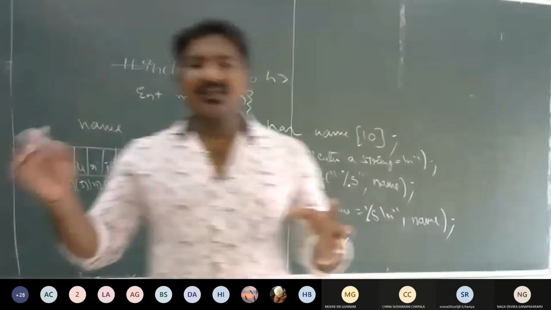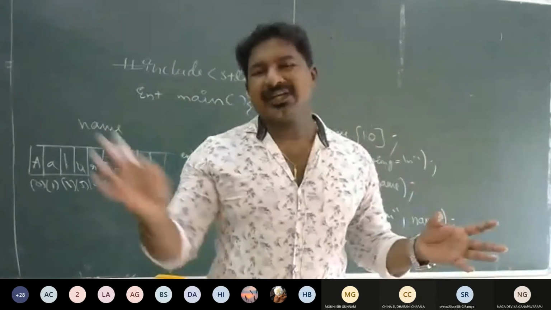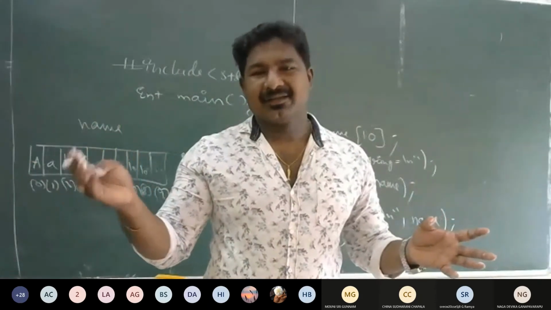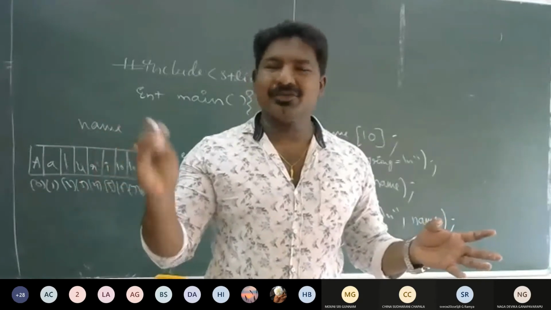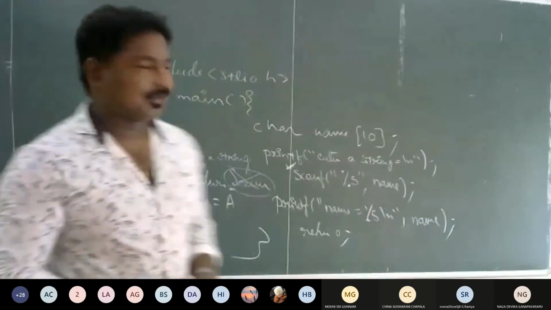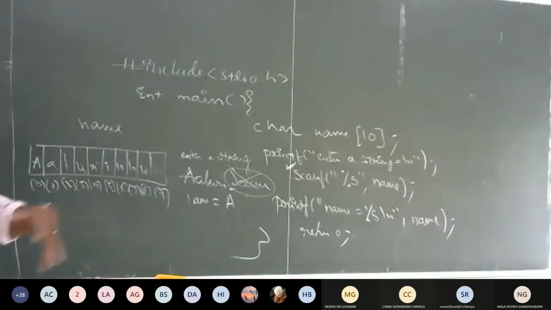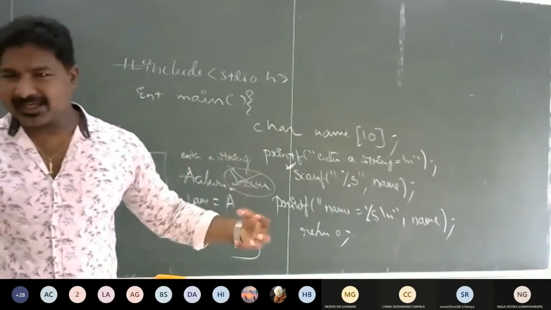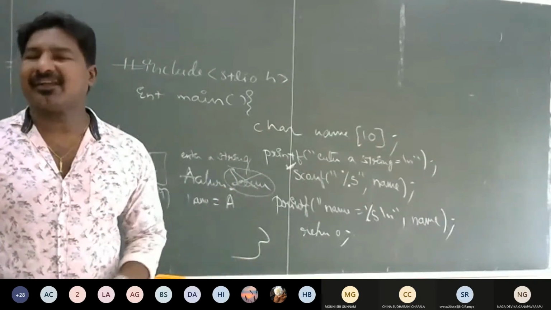So if I am giving a sentence or a string with many spaces, it reads only the first word. When there is a space or a new line, it cannot read, right? So that is the problem. But this is not what we expected, right? We have to write a program that will accept my entire name and print it on the screen. Even though there are spaces, it has to read, right?